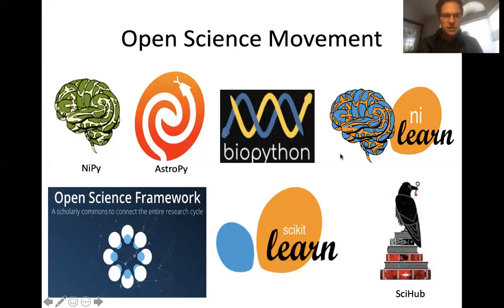And as a required plug, I always make sure that I tell my students about Sci-Hub. Sci-Hub is a place where you can get basically all papers that have been published. You can get them downloaded to your computer without needing library access.